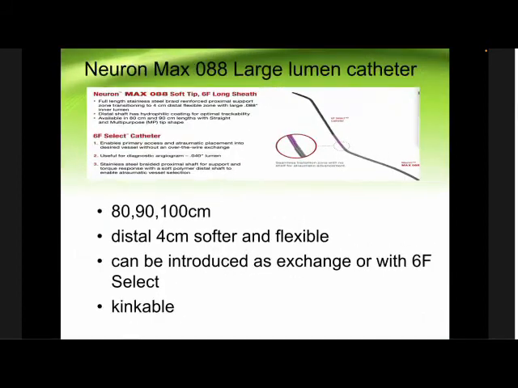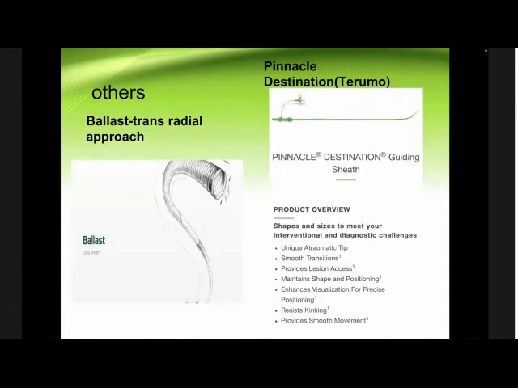The one more defined for neuro procedures is the Neuron Max, which has a large 0.088 lumen, which allows the insertion of multiple devices through it. It also has a softer and flexible tip, which causes less vessel injury. But it is made on a steel platform, so it can get kinked in tortuous vessels and 360-degree anatomy.